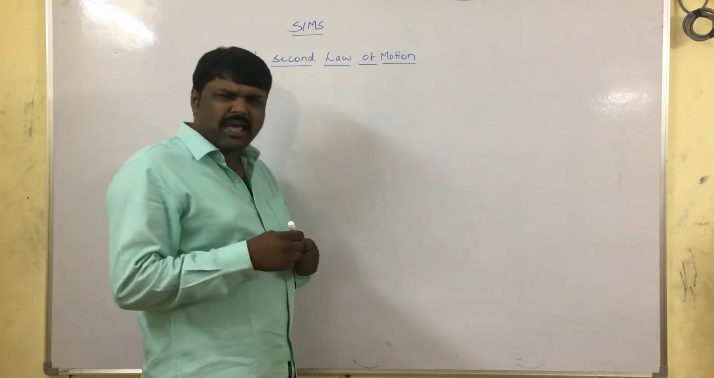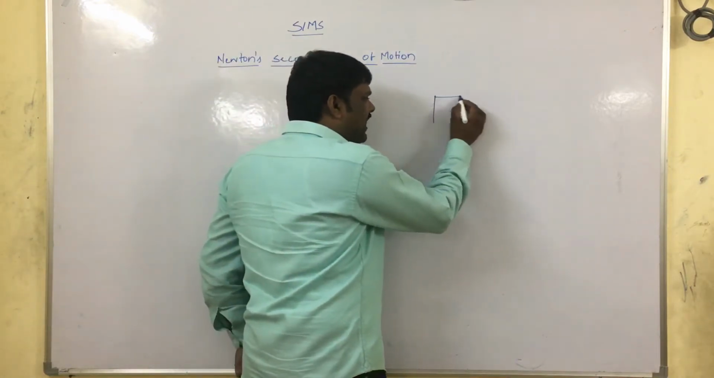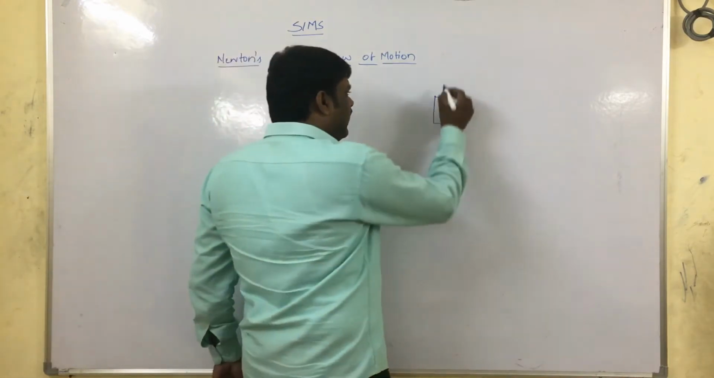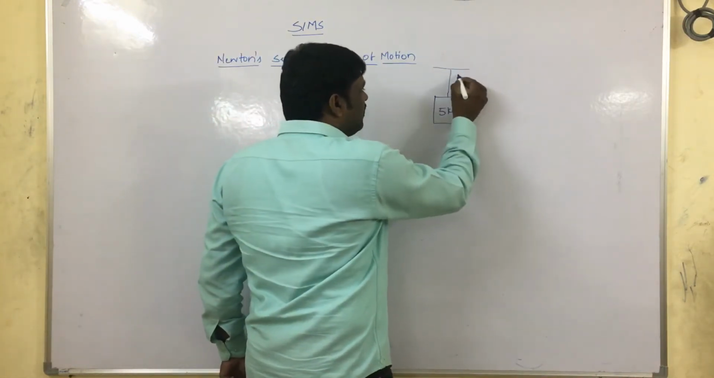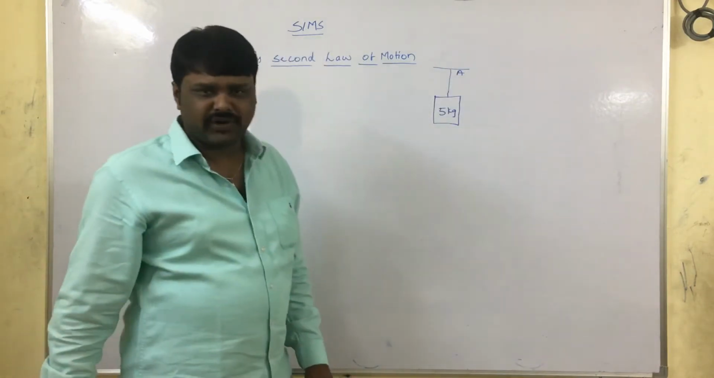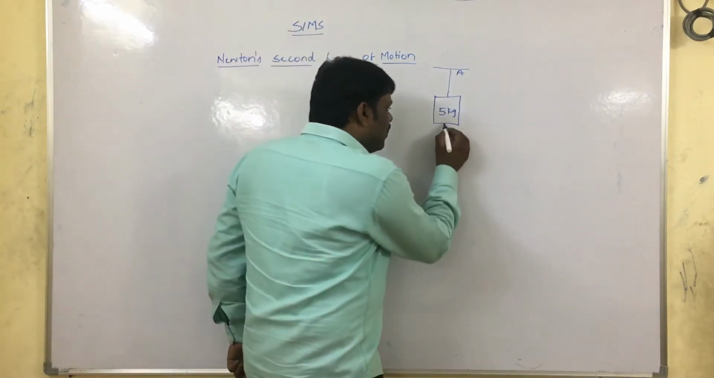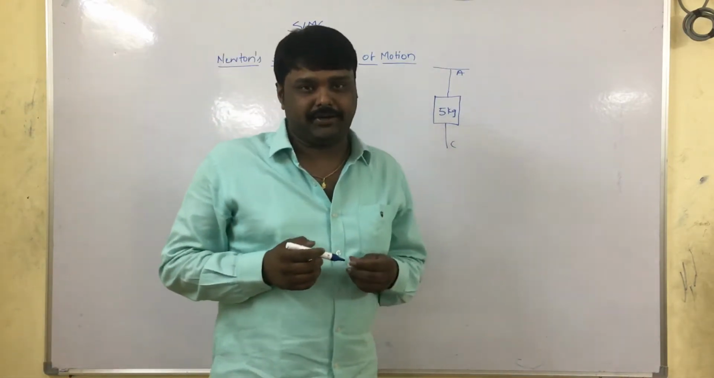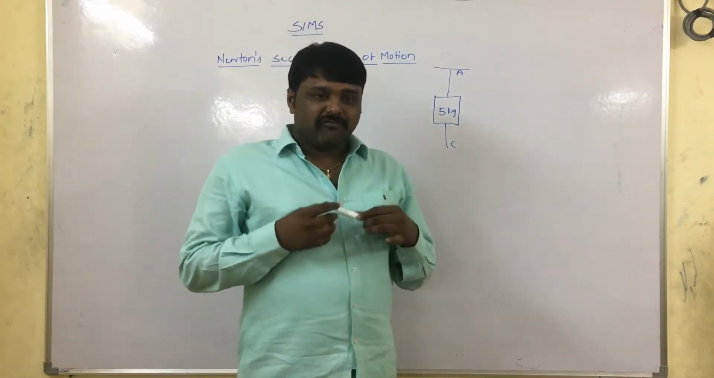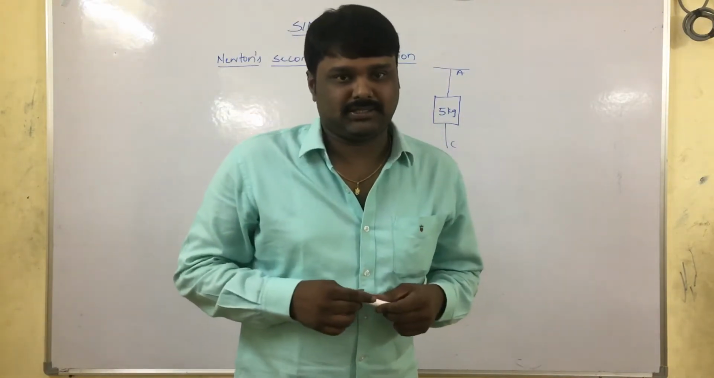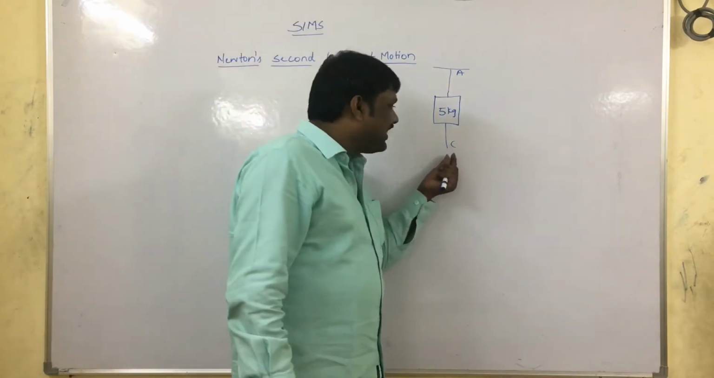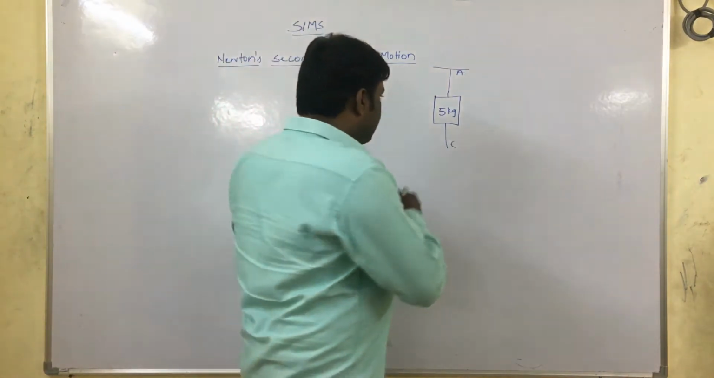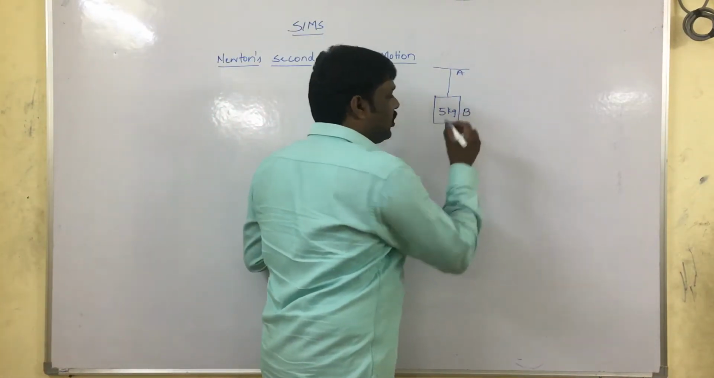Now let us take another example. Consider a body of mass 5 kg, let us say. It is tied with the help of a string. Below this 5 kg mass, another string C is also tied. Now, my question is, what happens if we pull the string C with a sudden jerk? Let us consider this 5 kg mass is at the point B.